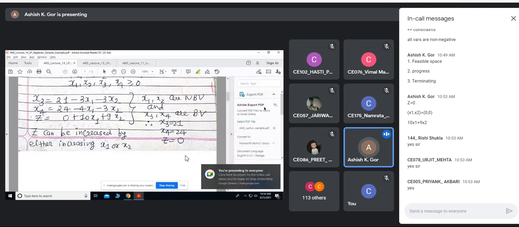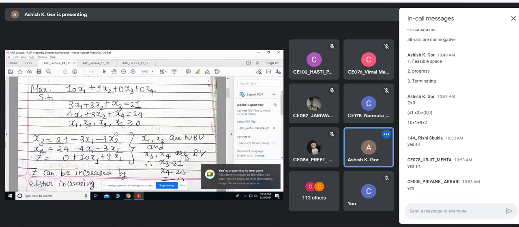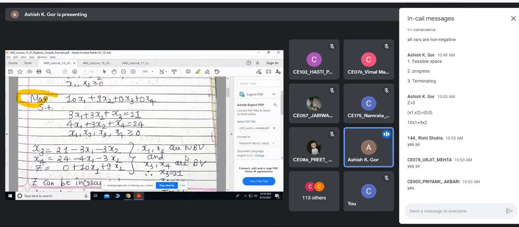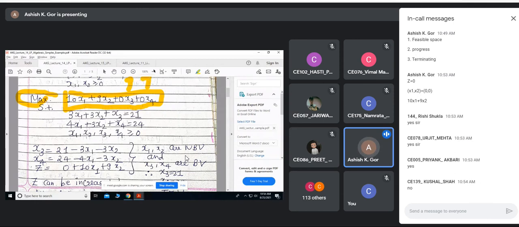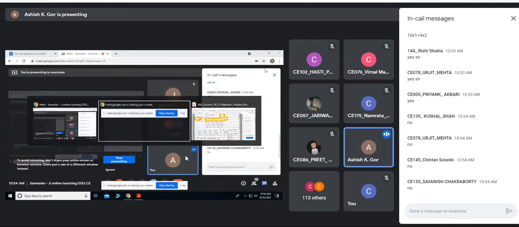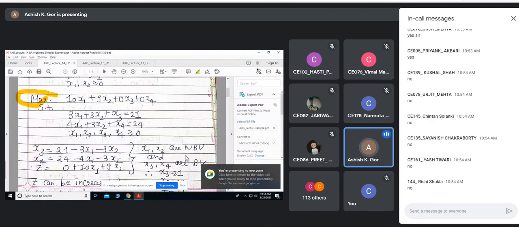Okay, so now let us see how to increase the z. My goal is to increase this value, 10x1 plus 9x2 plus 0x3 plus 0x4. And I can increase it in two ways. You tell me, can I increase this value by increasing x3 or x4? No. So either I can increase the x1 value, because then 10 into x1 will increase, or I can increase x2, so 9 into x2 will increase.